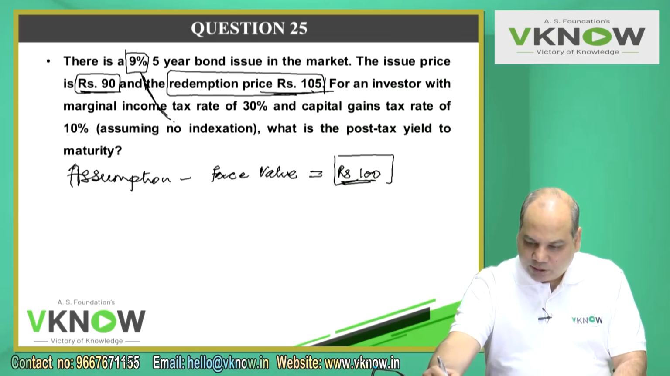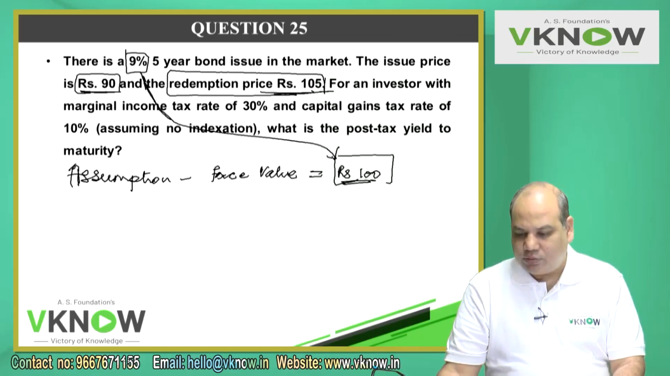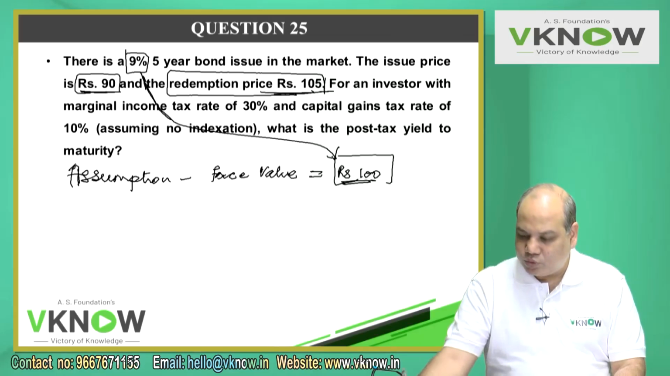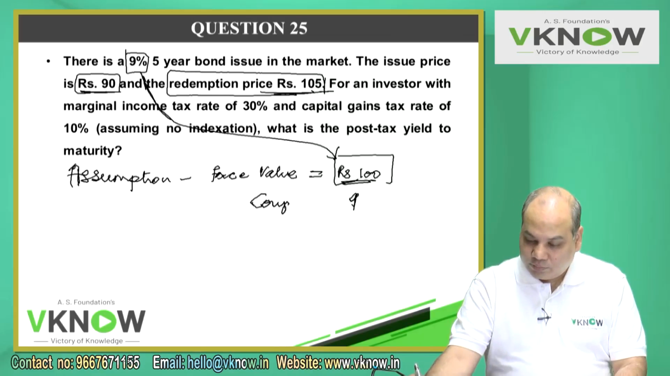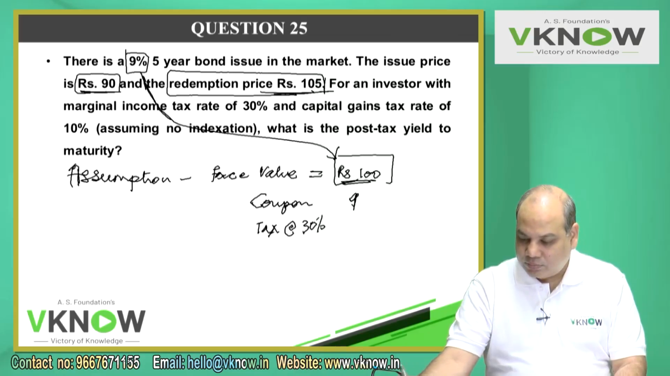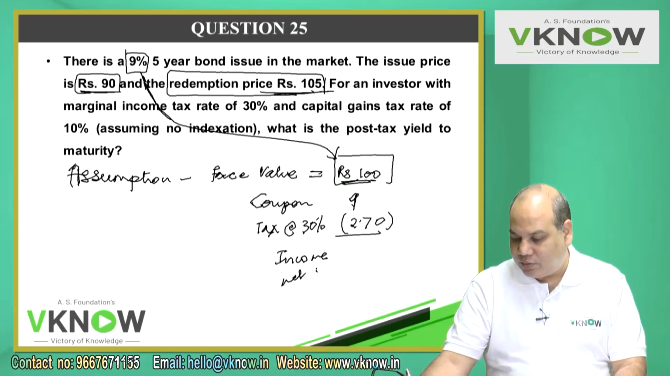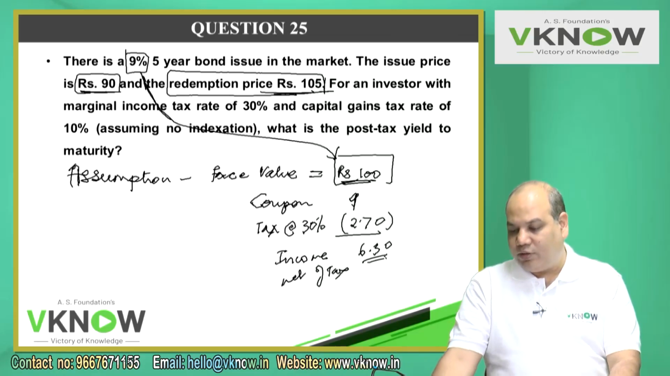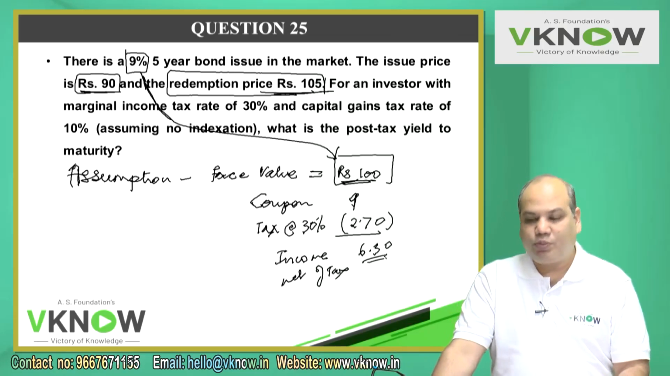Coupon is calculated by multiplying the face value with the coupon rate. So face value is 100 means coupon will be 9 rupees. And if coupon is 9, then you have to pay tax on that at the rate of 30%. So that is, I think, 2.70. So what you will get as income net of tax will be, how much is that? 6.30.